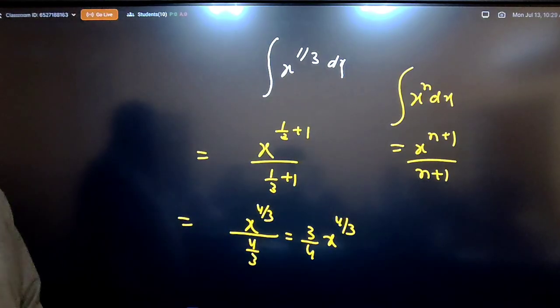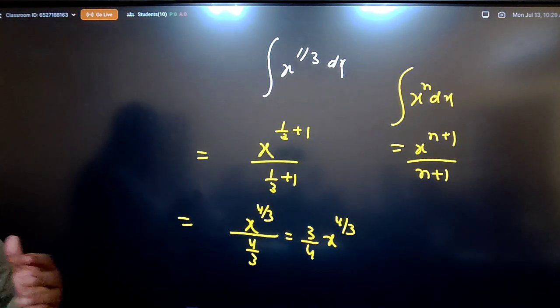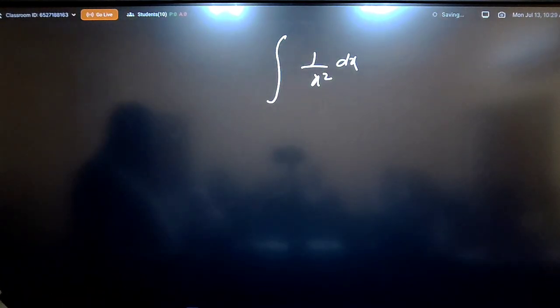Hope you understood this one. Please check it carefully, because I might be making some mistakes in my hurry, as I get excited while explaining. See, this is another one.